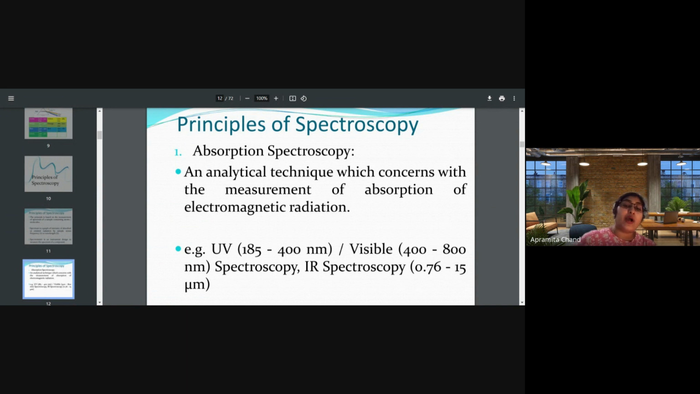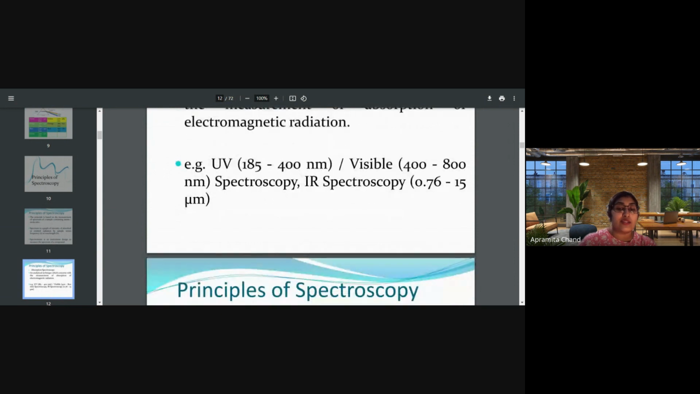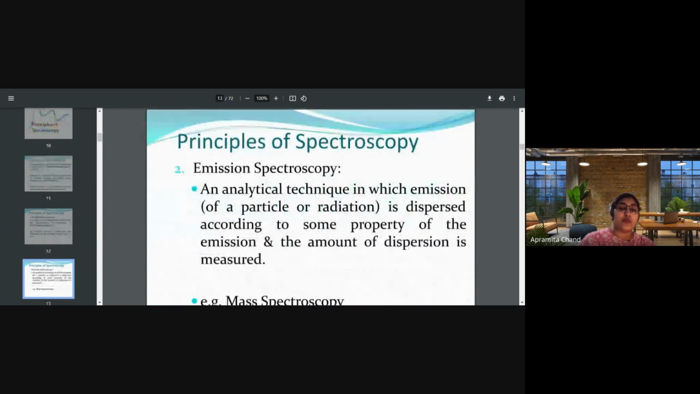Similarly, if you have a vibrational structure within the sample, and the vibrational structure is perturbed, if the molecules are undergoing transition between different vibrational levels, then that is your IR spectroscopy or vibrational spectroscopy. So this is all about what happens to the molecular fine structure on absorption of electromagnetic radiation. And these are the kinds of absorption spectroscopy: UV visible, IR, even microwave.